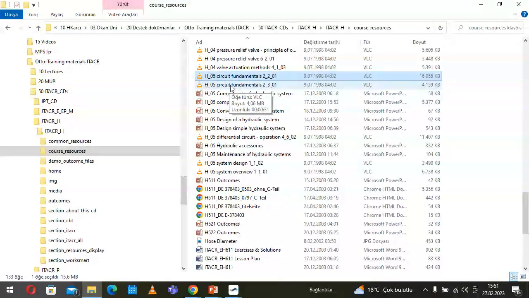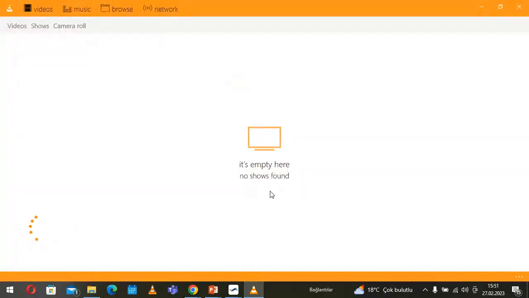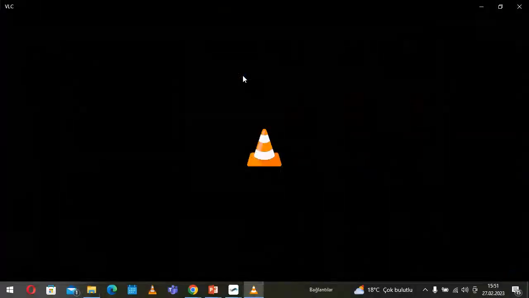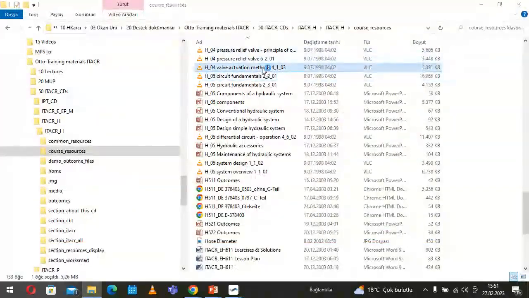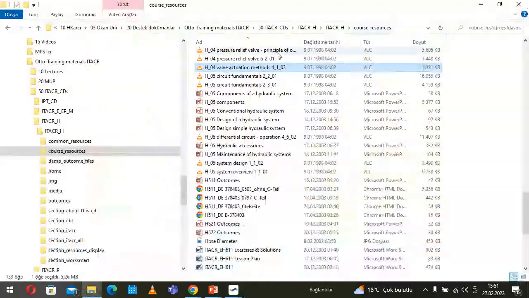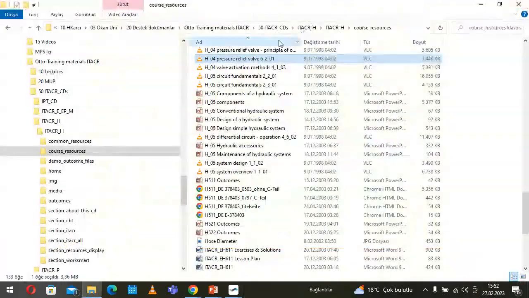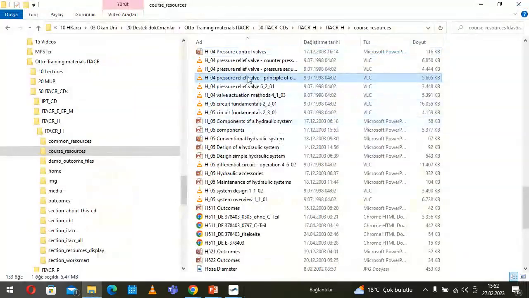Circuit fundamentals. Is it like the hydraulic motor? Not here. No. I've seen one hydraulic motor in my videos. I don't know where it is here. Maybe somewhere. No, also not. Pressure relief. Here could be. Also not. Also not. Okay.